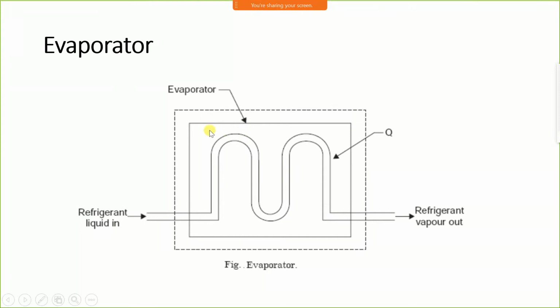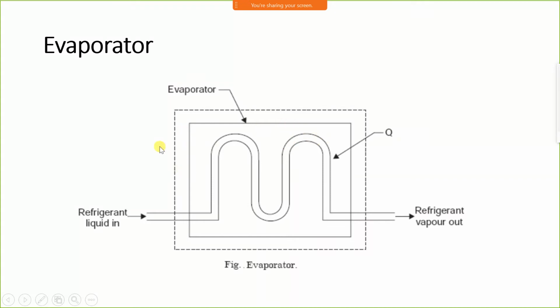Therefore heat transfer takes place between refrigerant and the stuff which is to be cooled. The temperature of refrigerant increases and the temperature of the substance in the freezer decreases. Thus the cooling takes place. As the temperature of refrigerant increases, actually the evaporation temperature of the refrigerant is very less. Therefore even at atmospheric temperature it can evaporate. The liquid refrigerant gets evaporated. Therefore this device is called as an evaporator.